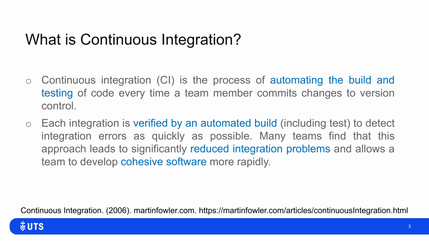Normally CI is done every time a team member commits a change to version control. So what we have seen in the previous videos, whenever there is a change in GitHub, that will trigger the CI process to rebuild the whole thing. Normally each integration is verified by an automated build. So through this process, you can detect integration errors as quickly as possible.